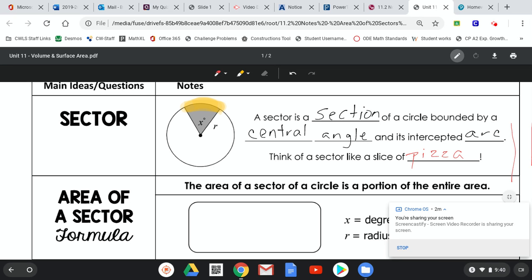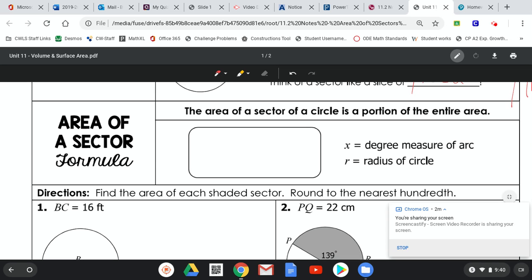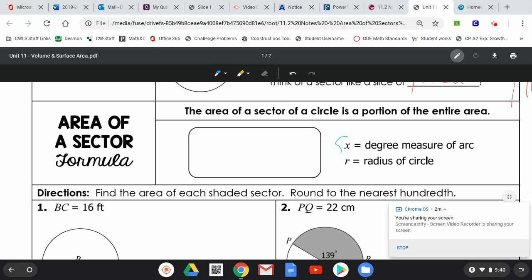We have a formula for this, and the formula is very similar to the arc length formula, so don't get those two confused. Again, we're using X and we're using R. These are our two variables that are going to be in our formula.